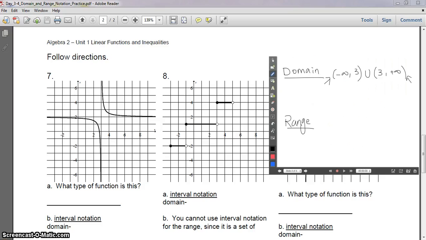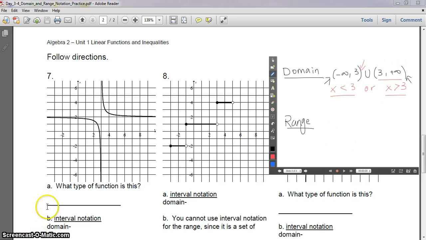To write that in inequality, this means that x is less than 3. So x is less than 3, not equal because it cannot be 3. Or this means that x can be any number greater than 3. So this would be your inequality.